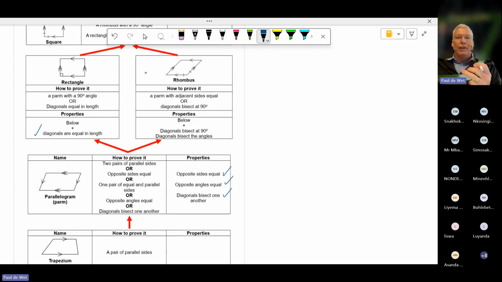When we've got a rhombus, and a rhombus is just a parallelogram with a pair of adjacent sides equal, next to each other, equal, then we've got a rhombus. It's still a parallelogram. All rhombuses are parallelograms. Not all parallelograms are rhombuses. There's two additional things here: the diagonals always bisect for a parallelogram, but now they bisect at 90 degrees, and they bisect the angles.